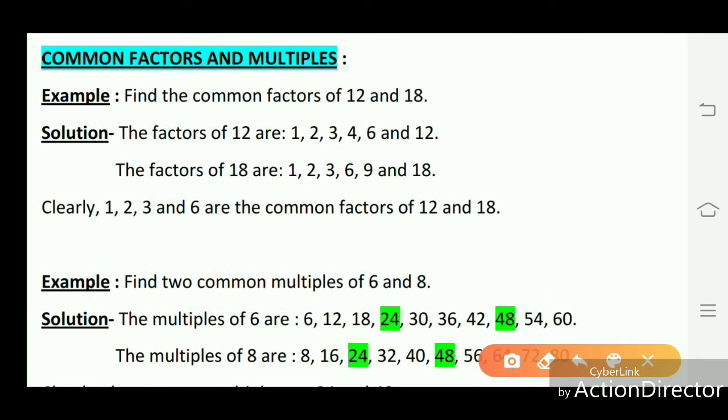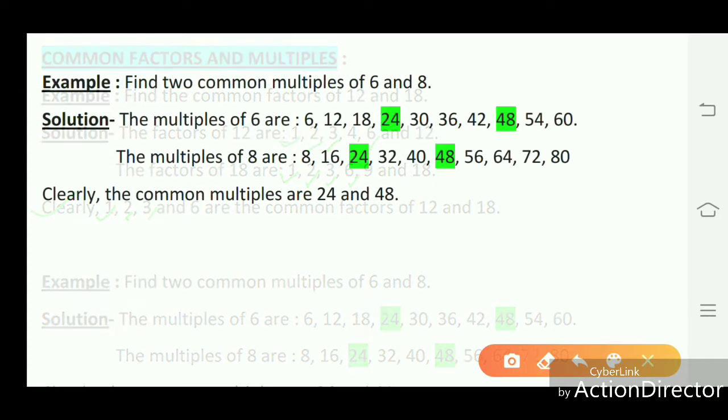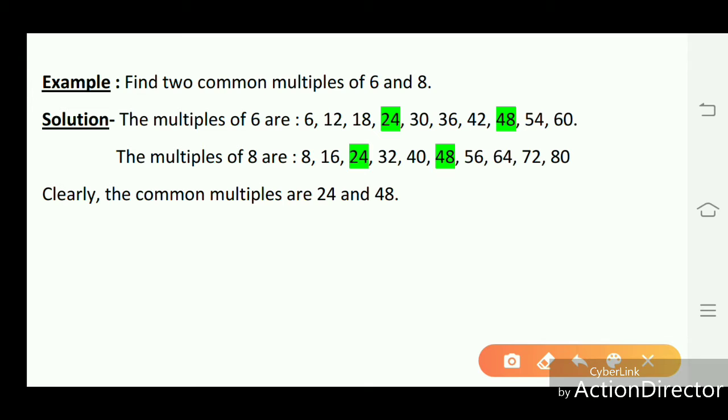So here the common factors of 12 and 18 are clearly 1, 2, 3 and 6. These are the common factors of 12 and 18. In this example, we find the multiples of 6 and 8. Example, find two common multiples of 6 and 8.